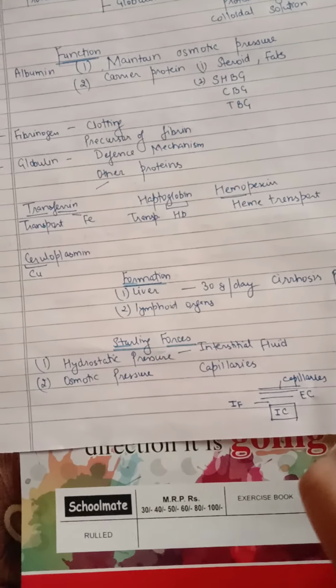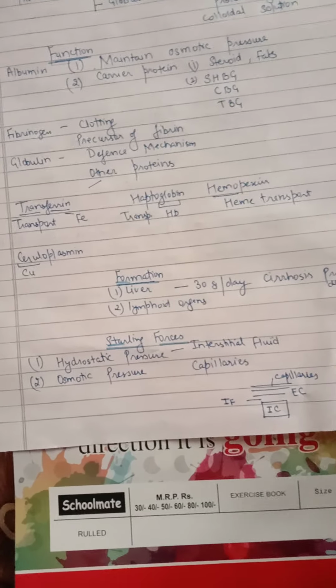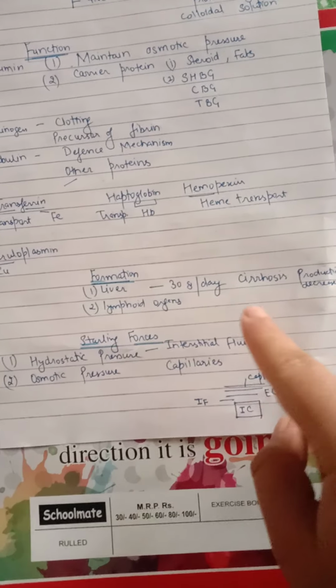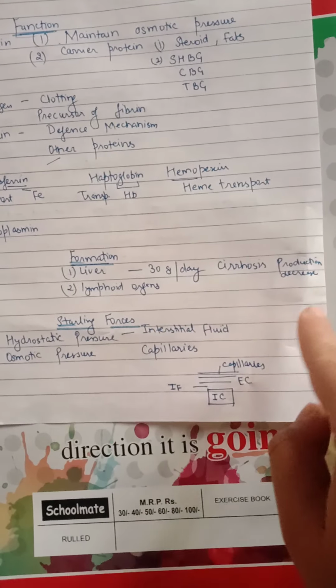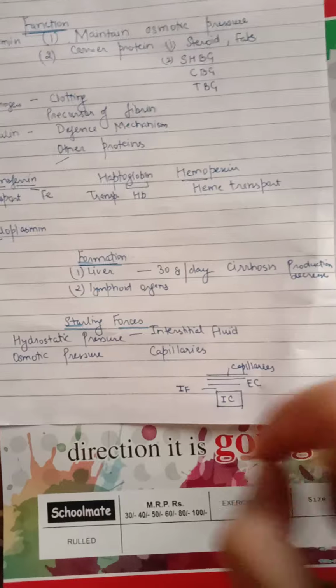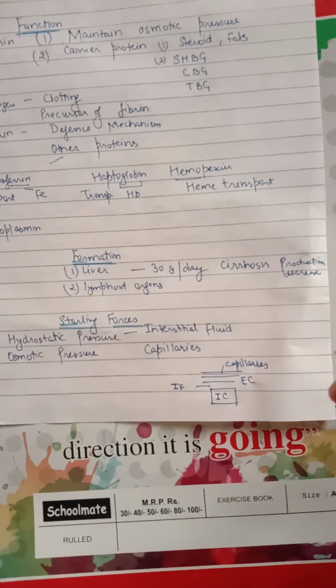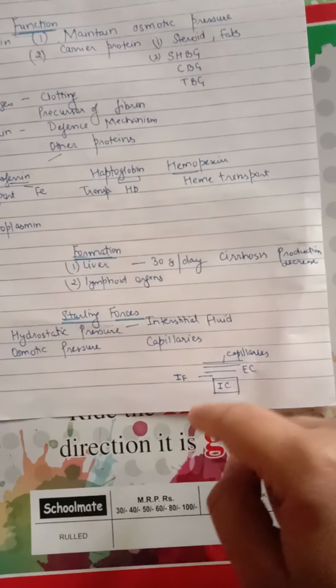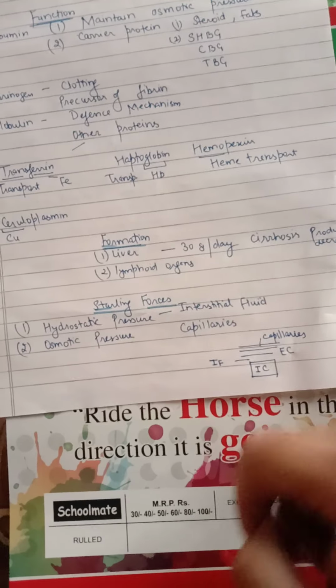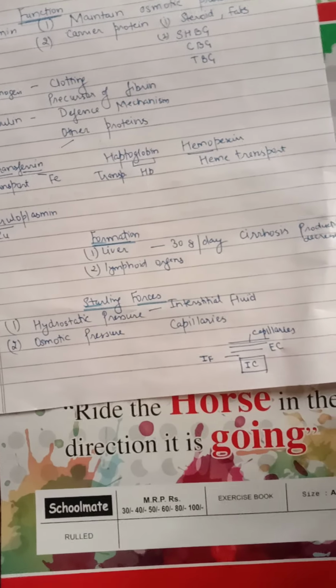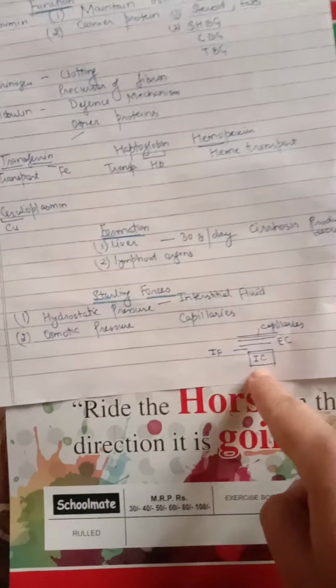Now, where are all these plasma proteins formed? Mainly they are formed in the liver. They are formed at 30 gram per day. So if there is cirrhosis of liver, then their production will decrease. The albumin and globulins are produced in the lymphoid organs.